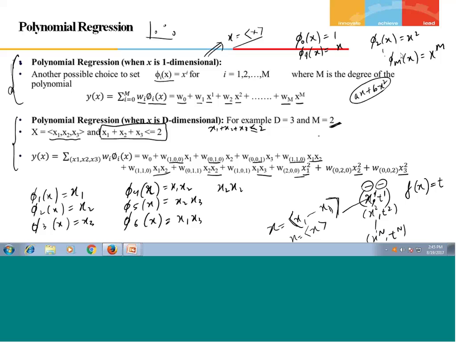Somebody is asking, sir, I don't understand why x1 plus x2 plus x3 is less than 2. This question is quite trivial because the degree cannot be more than 2.